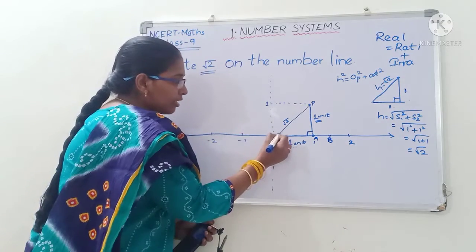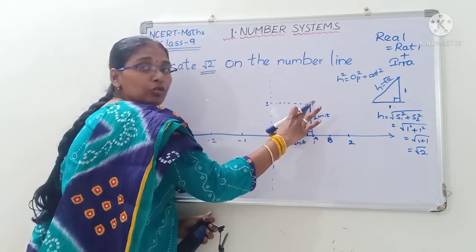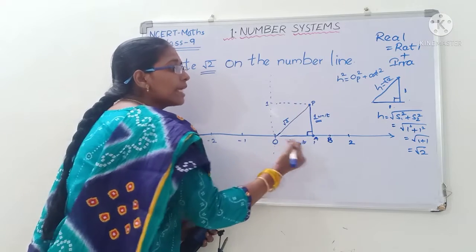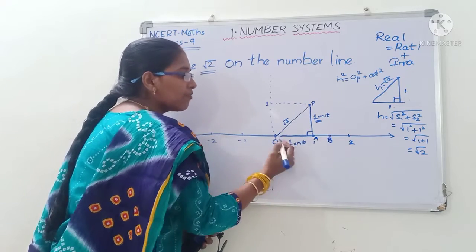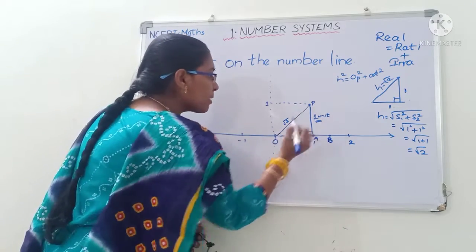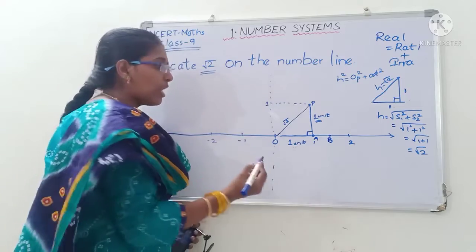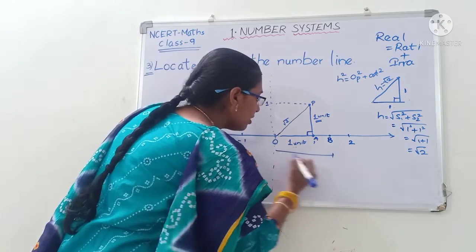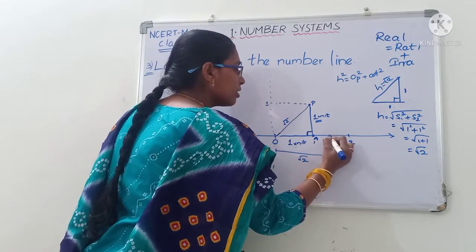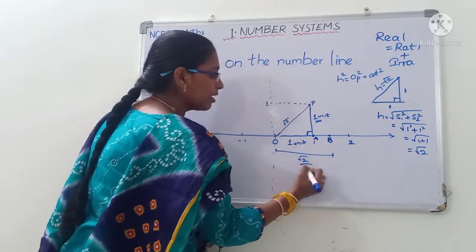Means what did you do here? This OP length we took using compass and this OP length we marked on the x-axis, on the number line. We got point B. That means this OP length and OB length are equal now. What will be the OB length? Root 2. This length is nothing but root 2.